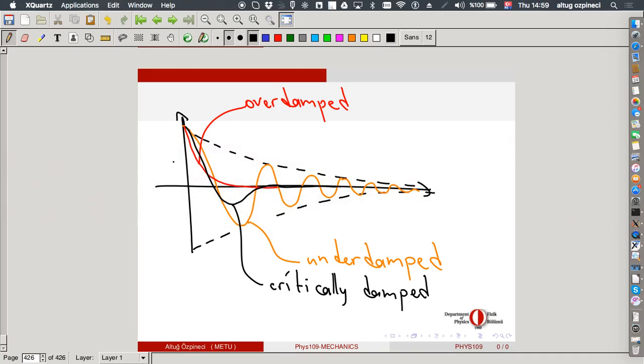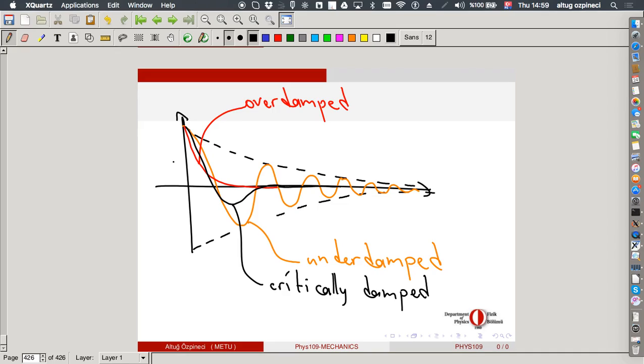Now this will be the more realistic oscillating system, because the damping will be always there. Now, any questions on this one?